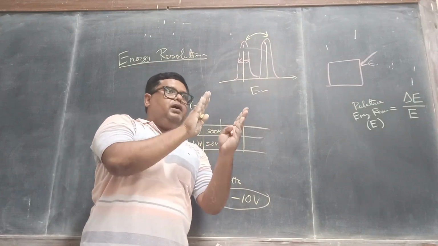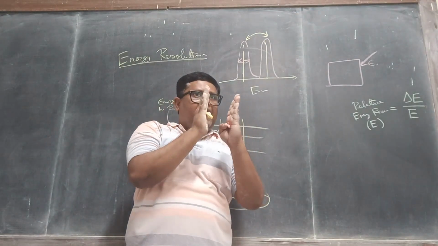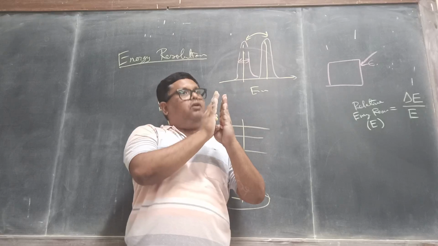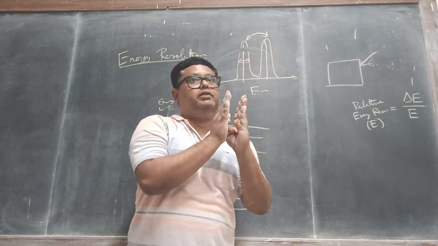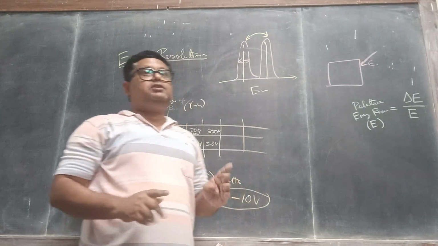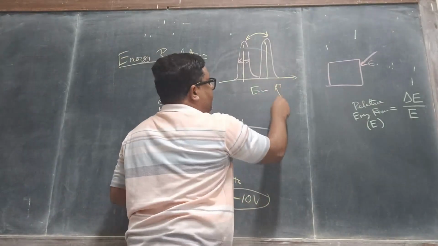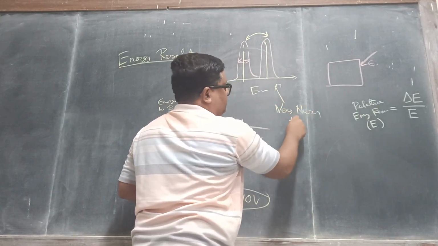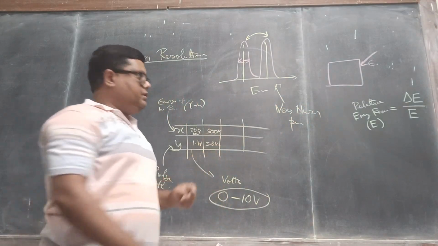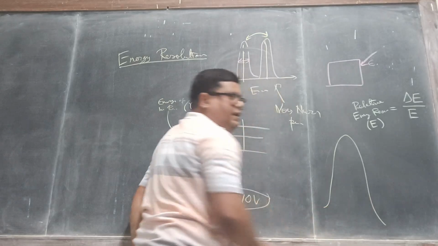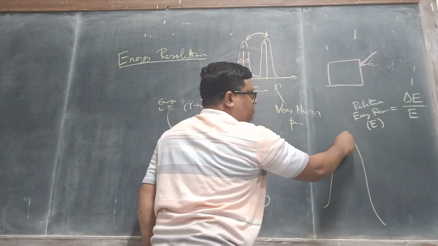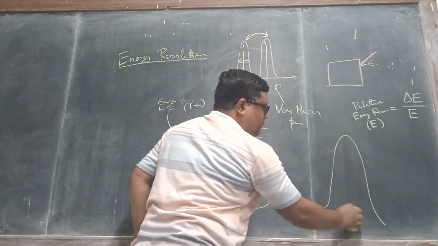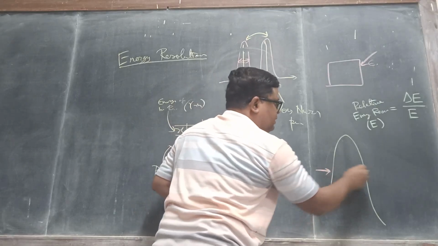We want a detector where, even if we have very closely lying gamma rays or peaks, we should be able to resolve them. This is what we want. So for this, we must have very narrow peaks. Very narrow peaks. You understand? Now what does the peak look like? Last time we told you about the height of the peak, but this time I am talking about the narrowness of a peak, which is the width basically.